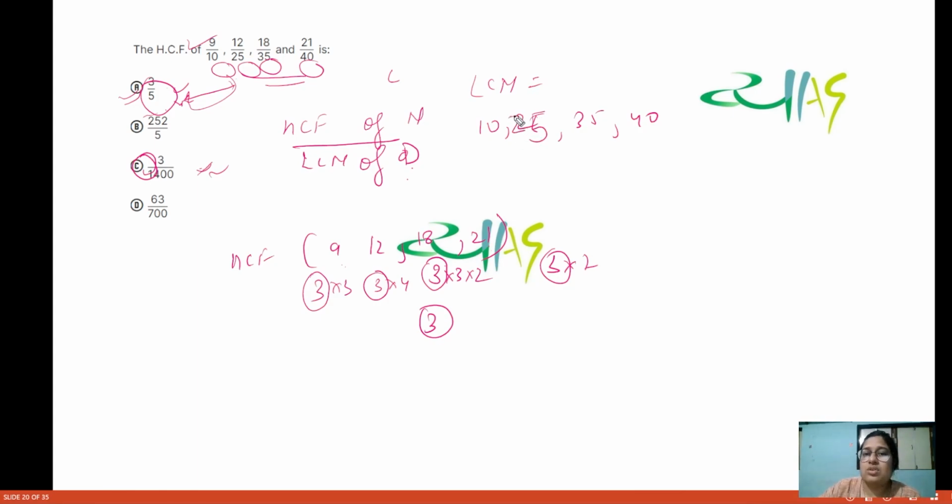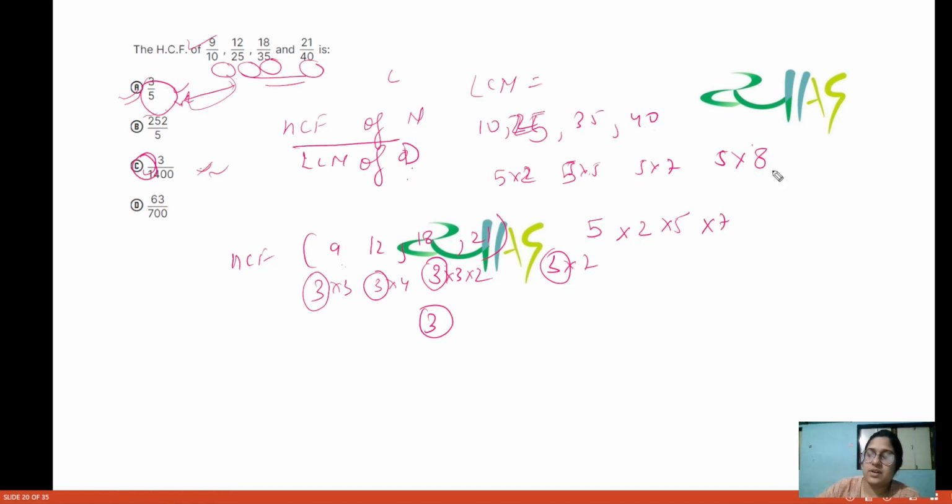Now, how to find the LCM of these numbers? This is 5 into 2, 5 into 5, 5 into 7, and 5 into 8. So let me take 5 from here, I took 2 from here, we take one more 5 from here, and we take 7 from here.